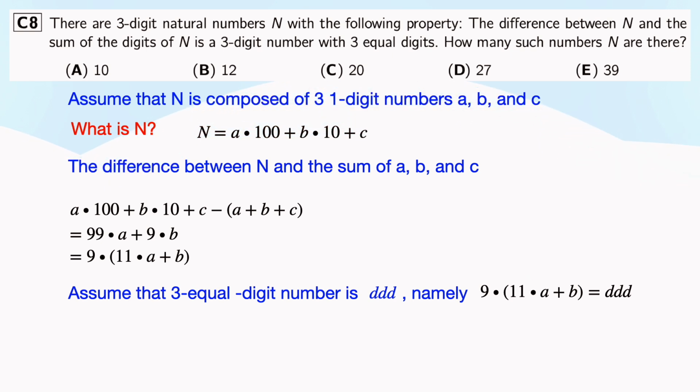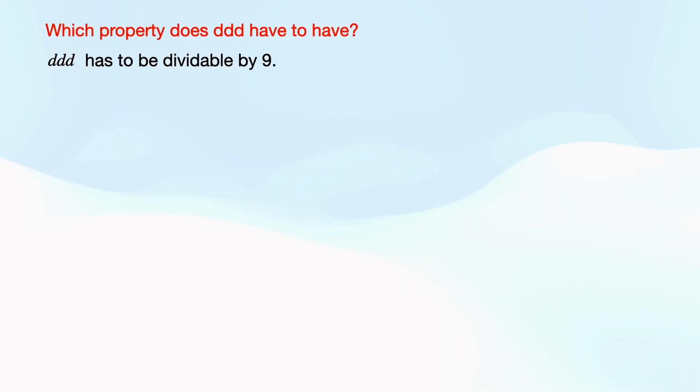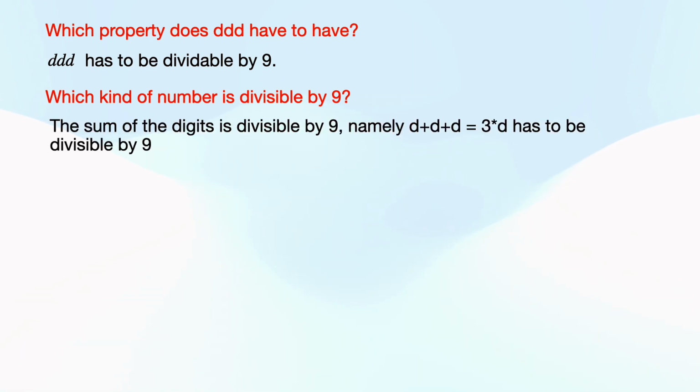Now, what does this tell us? Which property must DDD have? It means that DDD has to be divisible by 9. Let's look at which kind of number is divisible by 9. I think you have learned it in school. A number is divisible by 9 if the sum of its digits is divisible by 9. In our case, d plus d plus d, which is 3d, has to be divisible by 9.